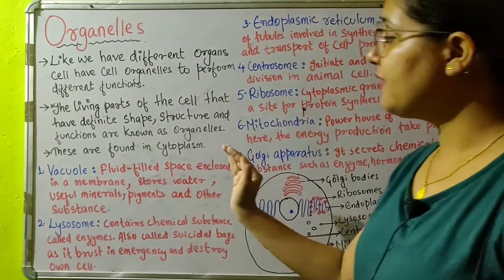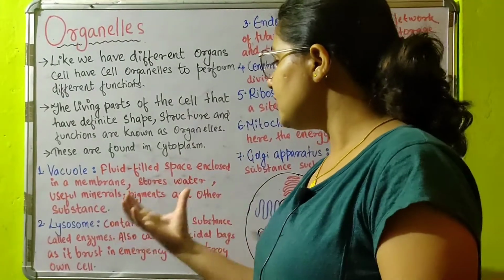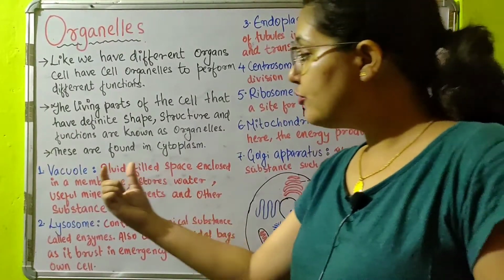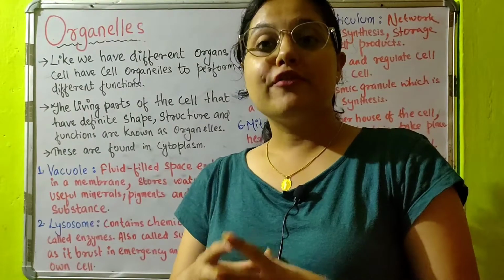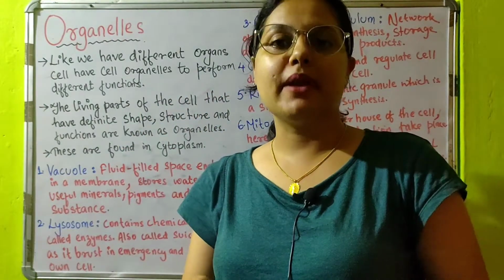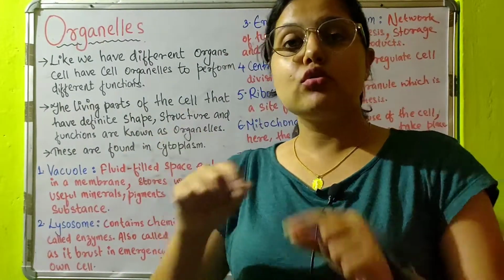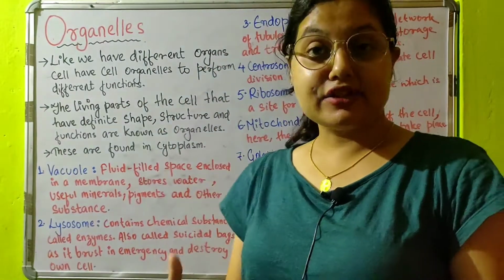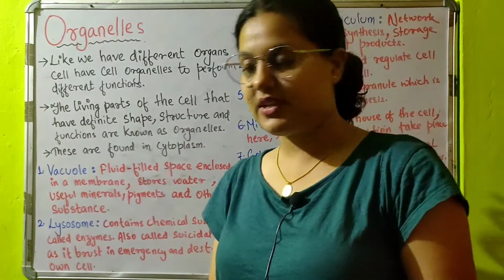Now let us study the function of each and every one of them. The function of the vacuole is to store water, useful minerals, pigments and other substances. The vacuole is a fluid filled cavity which is also covered by a membrane, like the cell is covered by a membrane. It stores water, useful minerals, pigments and other substances.